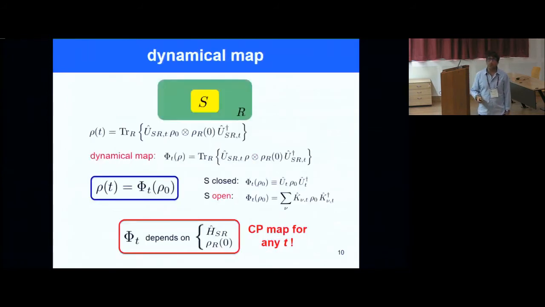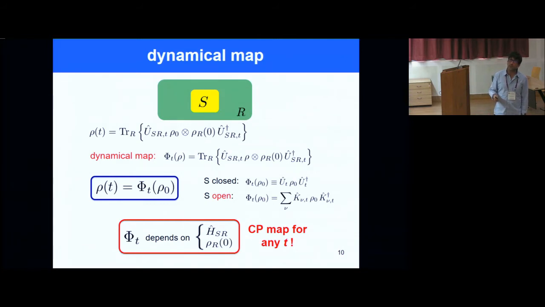Now, what is the dynamical map? The dynamical map is basically the counterpart of the time evolution operator for closed systems in the case of open quantum systems. So it's that superoperator, that quantum map that when applied to an arbitrary, let me stress, arbitrary initial state of the system, turns it into its evolved state at time t, like this.